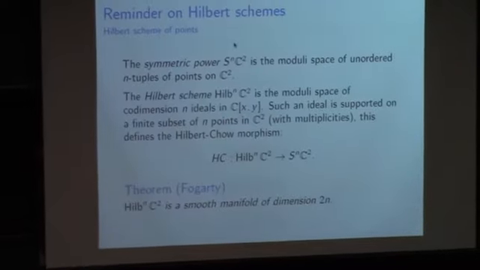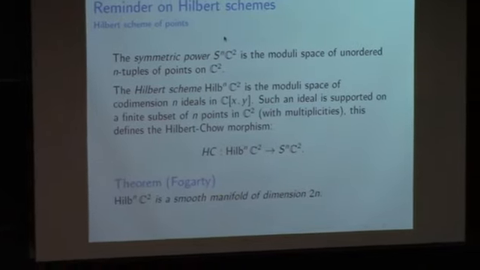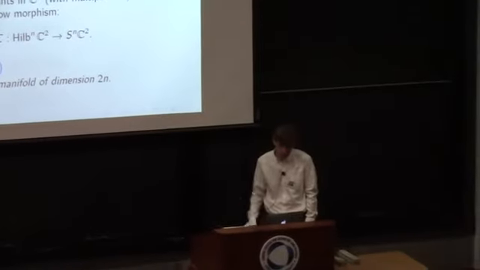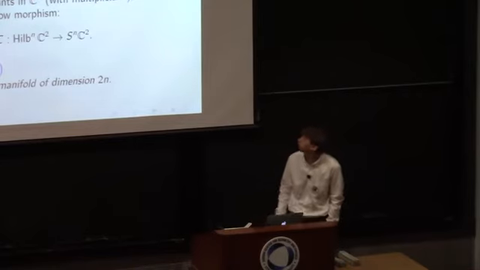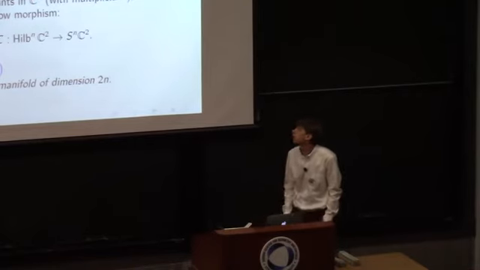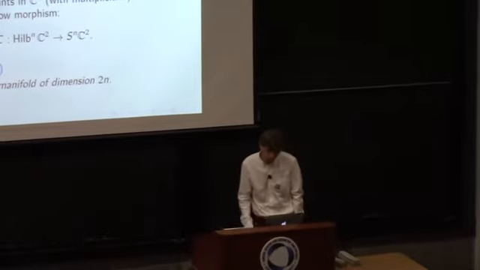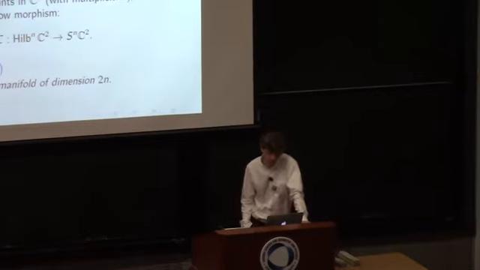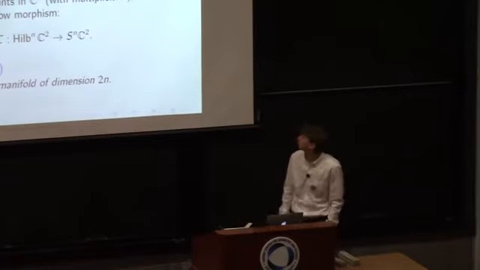So, what is the Hilbert scheme of points on C2? There is a symmetric power, which is the easiest possible construction that you may think of. It's the moduli space of unordered n-tuples of points on the plane, and it's known to be very singular if the number of points is at least 2. And there is a nice resolution of this thing, which is called the Hilbert scheme of points, and this is the moduli space of codimension n ideals in the polynomial ring.